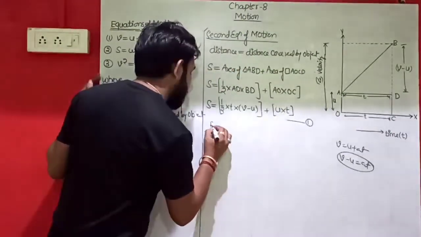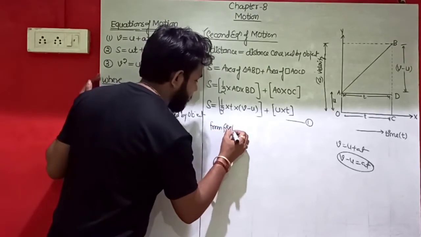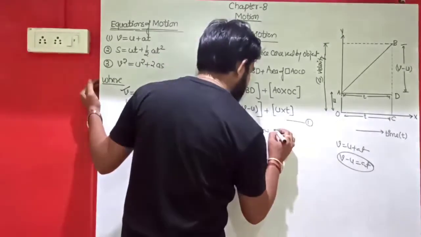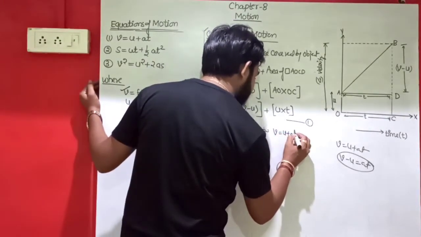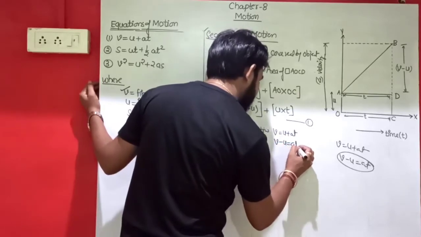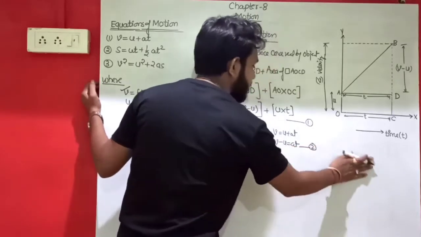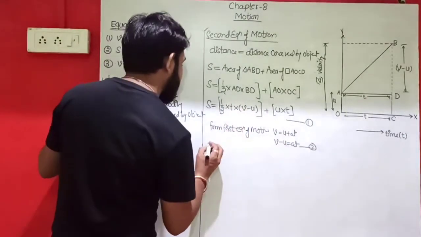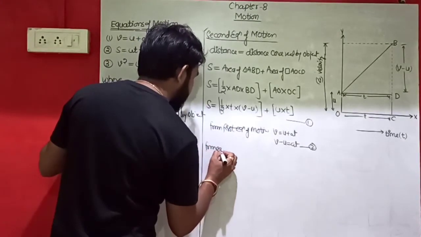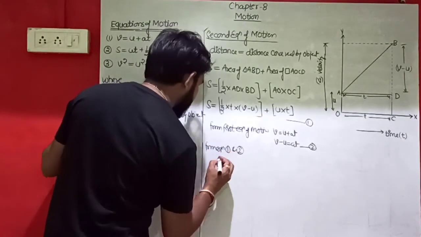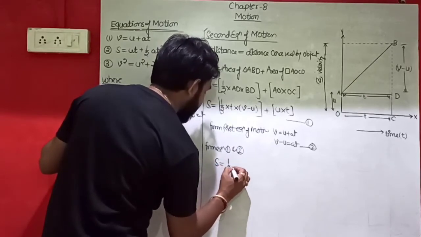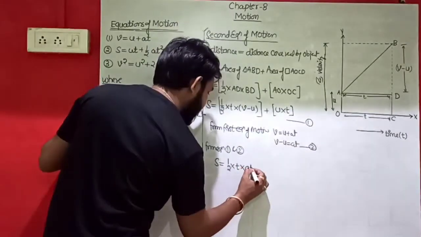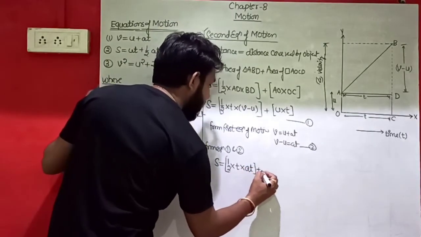Okay, from first equations of motion, क्या होता है फर्स्ट इक्वेशन ऑफ मोशन? V इक्वल टू U प्लस AT, देन V माइनस U इक्वल टू AT. दिस इज द इक्वेशन नंबर 2. सो स्टूडेंट, पुट द वैल्यू ऑफ V माइनस U इक्वल टू AT इन इक्वेशन नंबर 1. तो फ्रॉम इक्वेशन 1 and 2, नाउ S इक्वल टू हाफ, दैट इज T, V माइनस U इक्वल टू AT. सो दिस इज AT. Okay, plus UT.